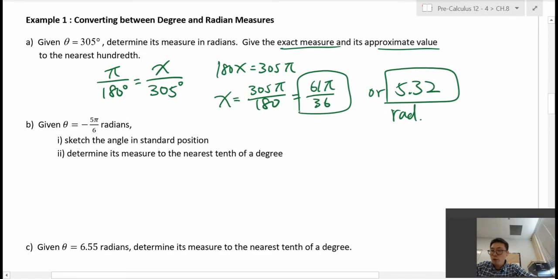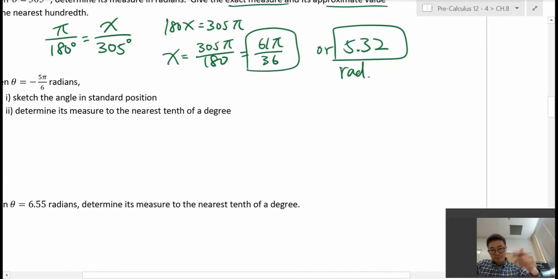Okay, so that's part A, converting from degrees to radians. Part B, we are gonna switch. We're gonna go the other way around, from radians to degrees. But part one says sketch the angle in standard position. So we know how to draw angles in standard position for degrees. Now for radians, I have something to show you.